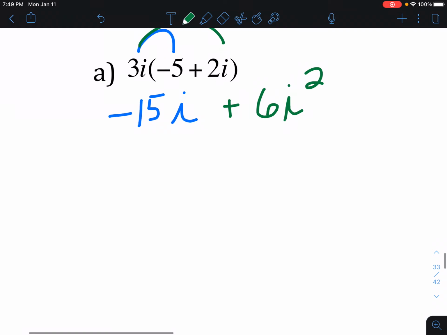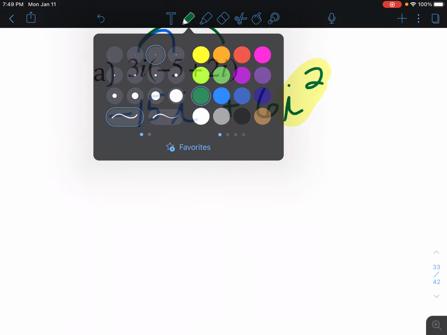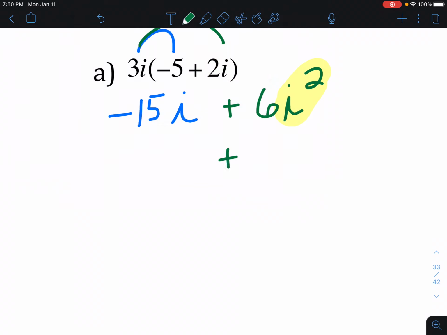So after that, it looks like it's done, but it's not. The properties earlier in this lesson say you are not allowed to have i squared in an answer. You must change i squared to become negative 1. So what this does is it becomes 6 times negative 1, which is minus 6.